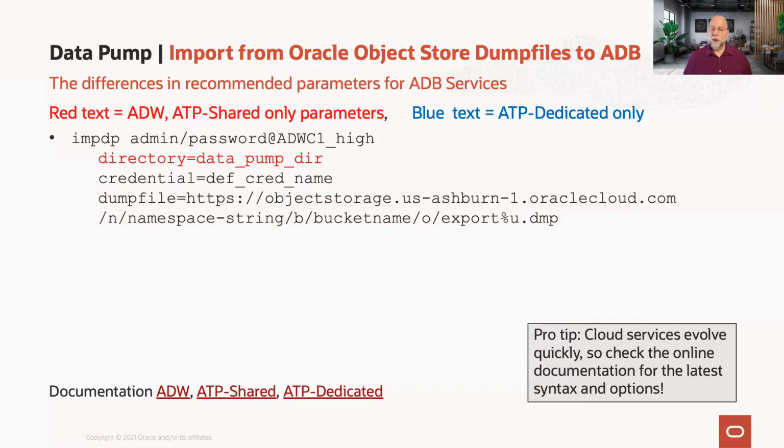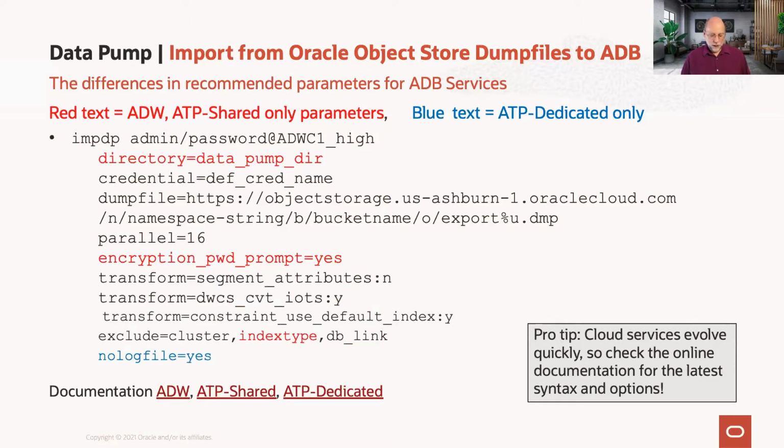So we're going to be importing from the credential and from that dump file location. And the encryption password prompt, again, only available on ATP and shared infrastructure. On dedicated infrastructure, you would use your wallets, mandatory there. And then a couple of other differences on shared infrastructure. We would like you to exclude index types where possible.